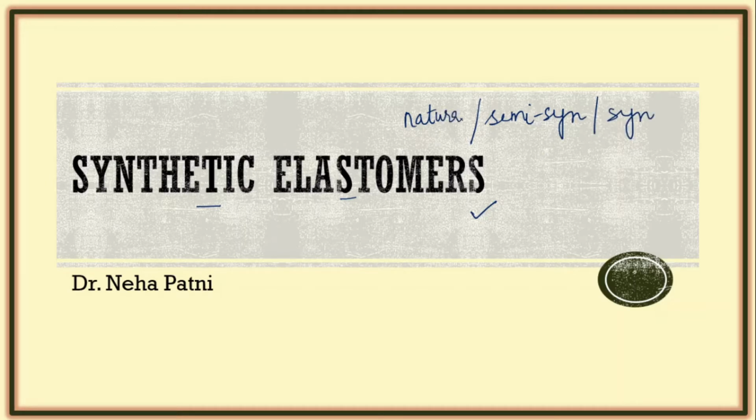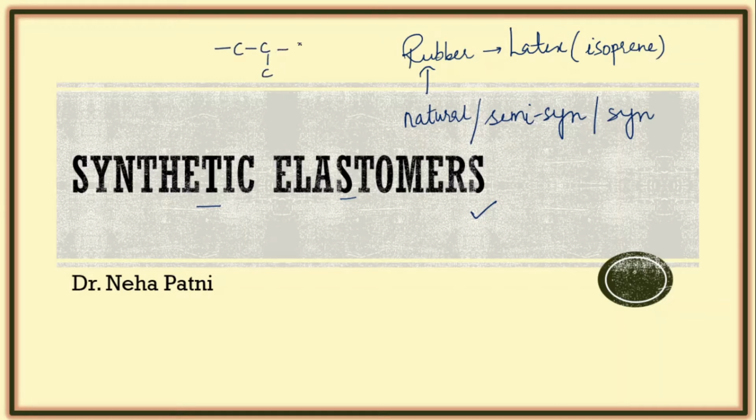I hope you remember, in natural elastomers, the example would obviously be natural rubber, which is nothing but a polymer of, you may call it latex, or you may call it isoprene. So, isoprene units, whose IUPAC name, if you want to remember, is 2-methyl-1,3-butadiene. So 2-methyl-1,3-butadiene was the monomer, right? Polyisoprene. So isoprene converts to give you polyisoprene, and that polyisoprene is nothing but rubber.